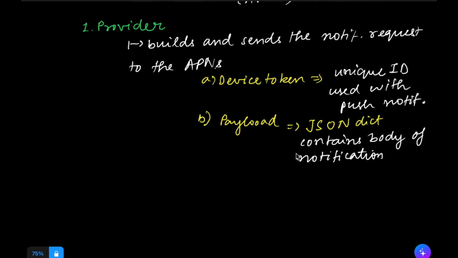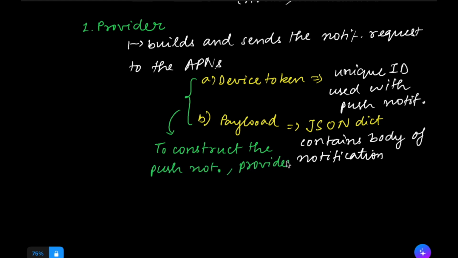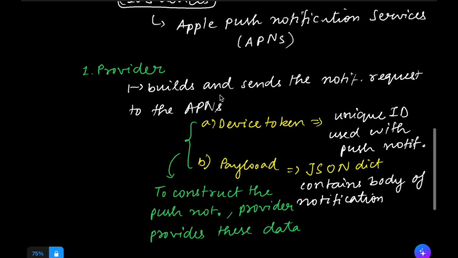So basically these two are required. These two are used to construct the push notification. The provider provides this data. Okay, so this is one of the components of an iOS device push notification.